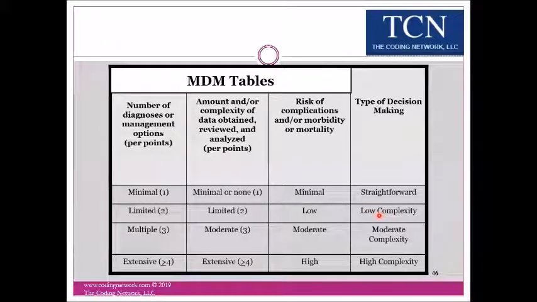On a follow-up visit, that's your 99213. 3 points typically leads to moderate complexity. On a follow-up visit, that's a 99214. And then once you get to 4 or more points, you can get into high complexity. But again, 2 out of the 3 tables would have to meet or support high complexity. That would be a 99215.